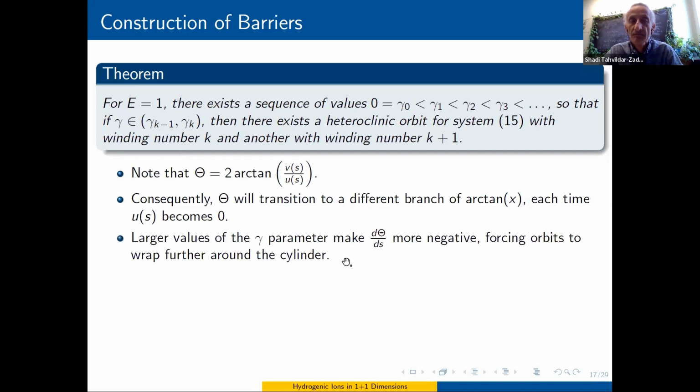So what does that mean? On the other hand, if you increase gamma, d theta ds becomes more negative. So it's forcing the solution orbit to wrap around the cylinder even more.